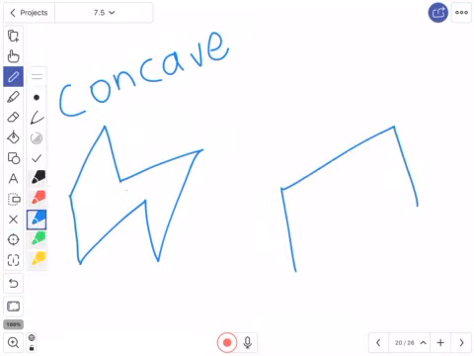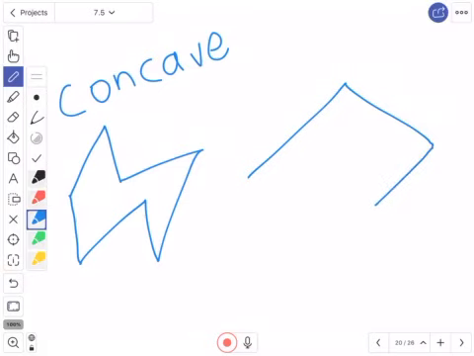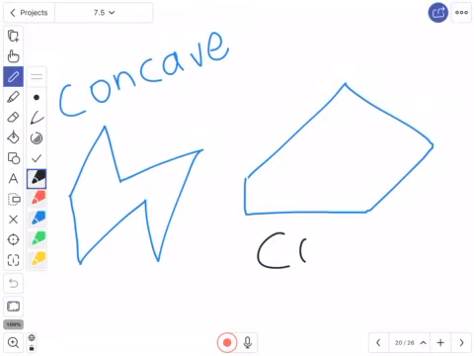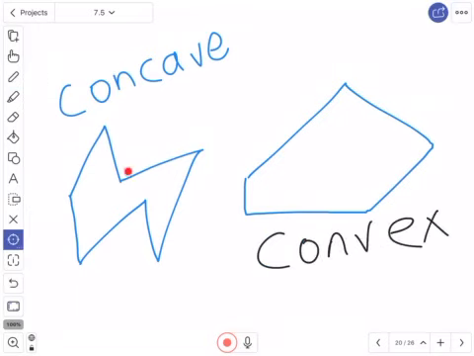Oh, can I do that again? I'm trying to draw some more interesting looking shapes. That shape is convex. There are no parts that go in like this concave shape. These all stay out. But I can still call these shapes by their names.